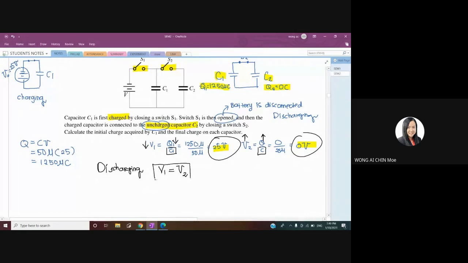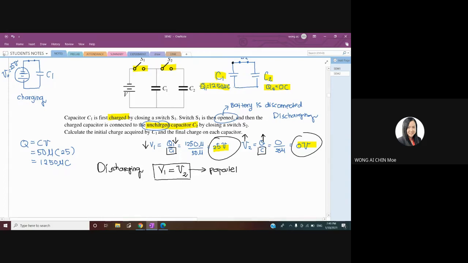It cannot donate everything to C2. What happens is they will only discharge until there's no potential difference across C1 and C2. So this is the thing that you need to know. Every time you do this type of question, you must find when V1 equals V2, meaning that this is a parallel process. We cannot use series, although it seems like it is series.